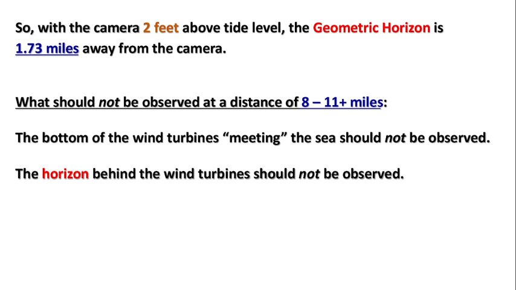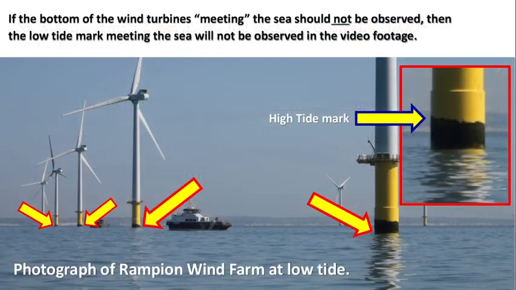What should not be observed at a distance of 8 to 11 plus miles? The bottom of the wind turbines meeting the sea should not be observed. The horizon behind the wind turbines should not be observed. If the bottom of the wind turbines meeting the sea should not be observed, then the low tide mark meeting the sea will not be observed in the video footage.